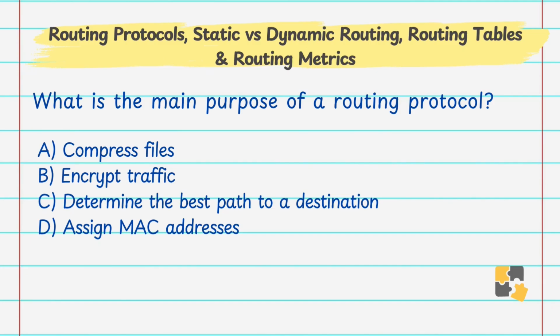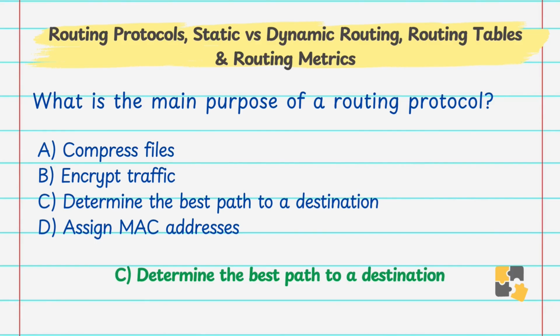What is the main purpose of routing protocol? A. Compress files, B. Encrypt traffic, C. Determine the best path to a destination, D. Assign MAC addresses. Answer is C. Determine the best path to a destination. Routing protocols calculate the optimal route based on the metrics like hop count, bandwidth or cost. That's why answer is C. Determine the best path to destination.